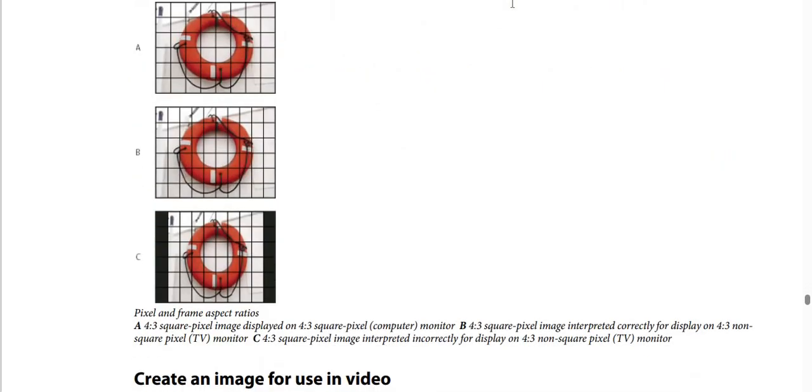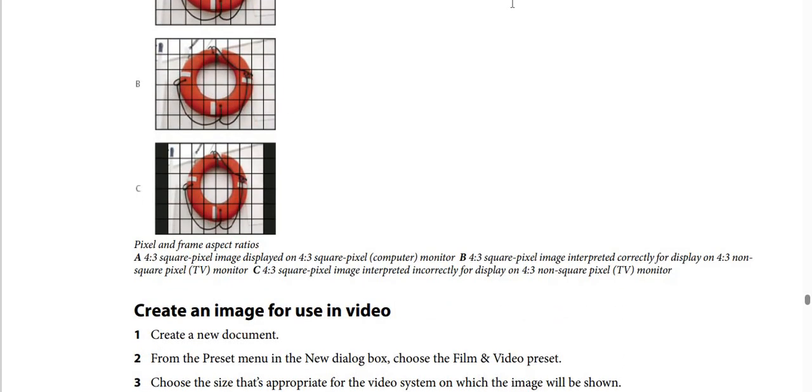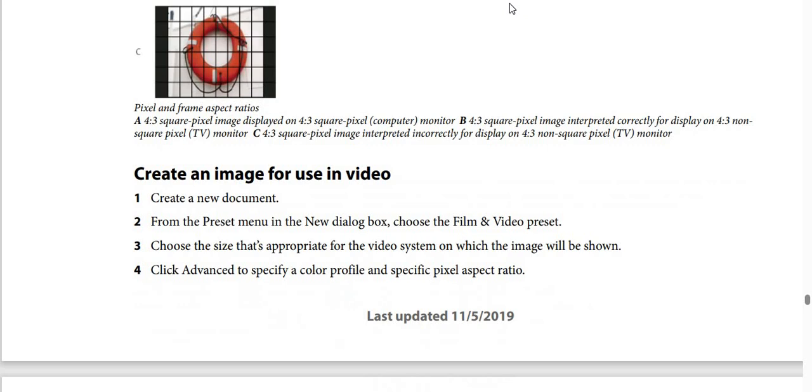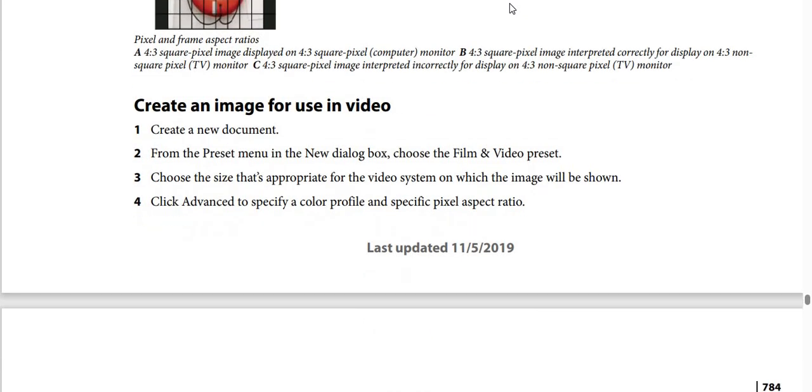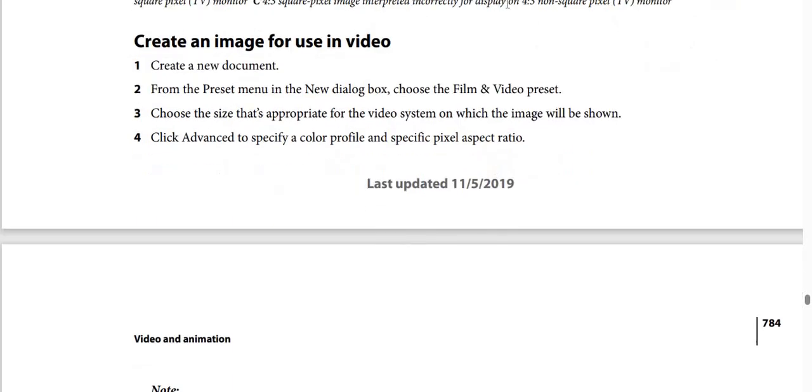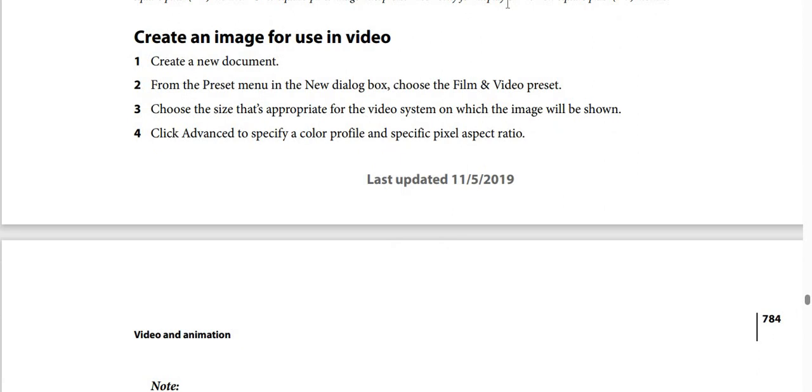Like the next image now, we have a pixel and frame aspect ratio. And how to create an image for use in video. We have steps here. Step number 1, create a new document firstly. Step number 2, from the preset menu in the New dialog box, choose the Film and Video preset. Step number 3, choose the size that's appropriate for the video system on which the image will be shown. Step number 4, click Advanced to specify a color profile and the specific pixel aspect ratio.